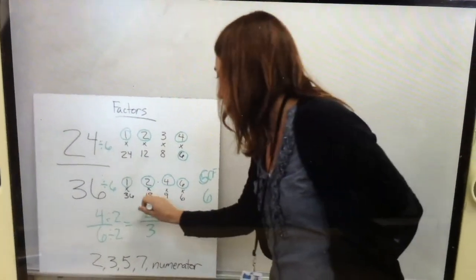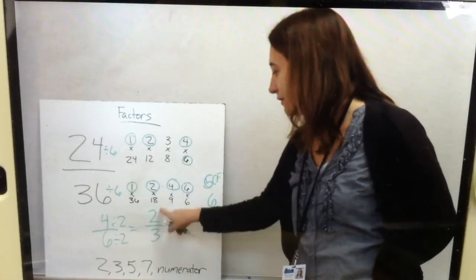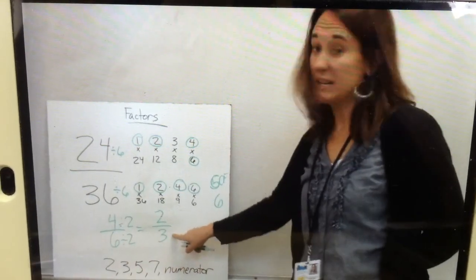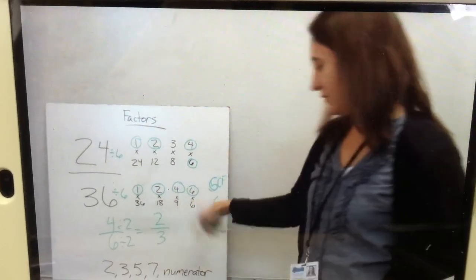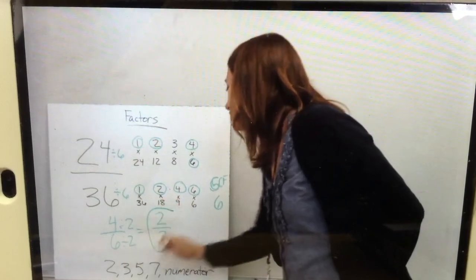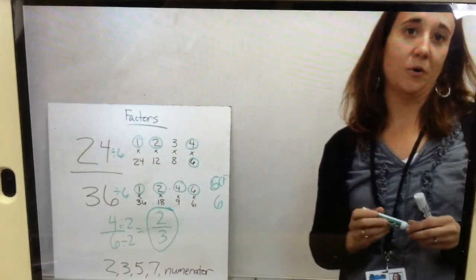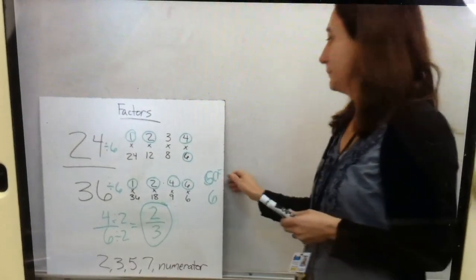Is 2/3 divisible by 2? Well, 2 is, but not 3. What about 2/3 divisible by 3? Well, 3 is, but not 2. 5, neither one. 7, neither one. And our numerator is simply 2. We've already checked that. So now we know it's truly in simplest form. So it's just an extra check. Sometimes you have to do an extra step to that.